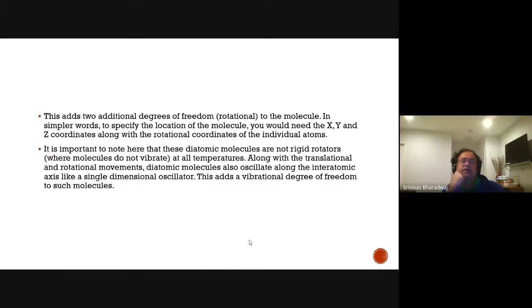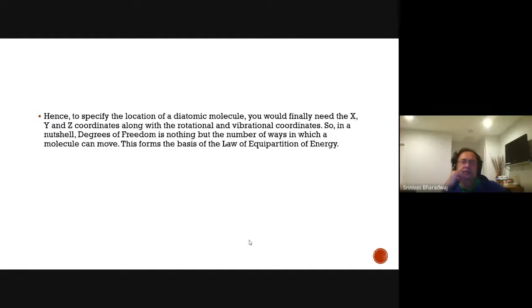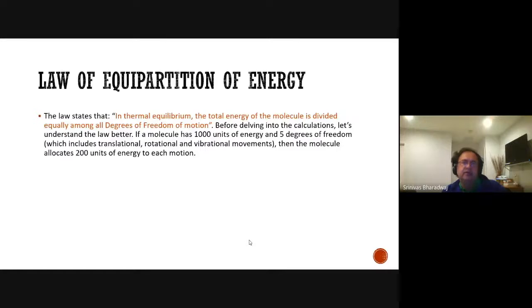An important note here is that diatomic molecules are not rigid rotators. Along with the translational and rotational movement, they can also oscillate. This adds a vibrational degree of freedom to such molecules. Hence, to specify the state, you need X, Y, and Z, and a vibrational coordinate. In a nutshell, degrees of freedom is nothing but the number of ways in which a molecule can move. This forms the basis of the idea called equipartition of energy.